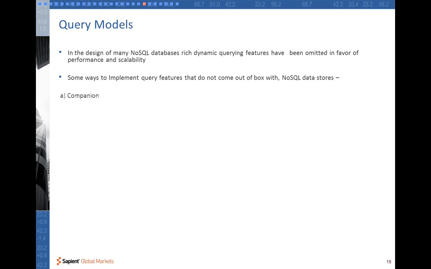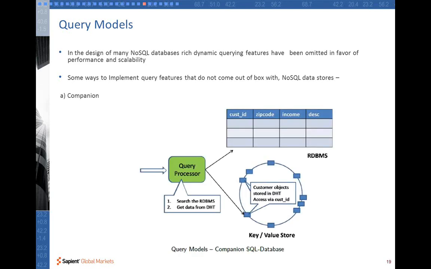Two kinds of models are listed. The first is the companion model, an approach in which searchable attributes are copied to a SQL or a text database. The querying capabilities of this database are used to retrieve the primary keys of matching data sets, after which the NoSQL database will subsequently be accessed.